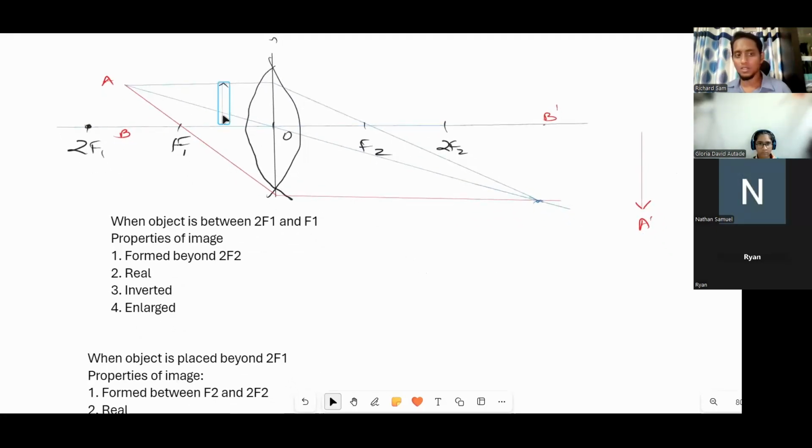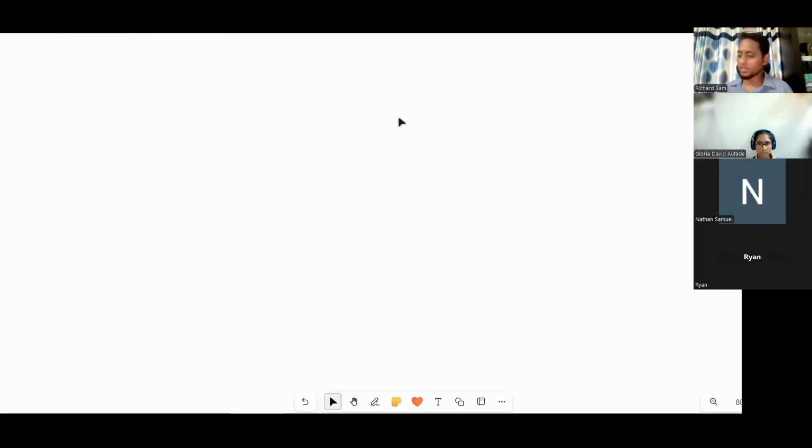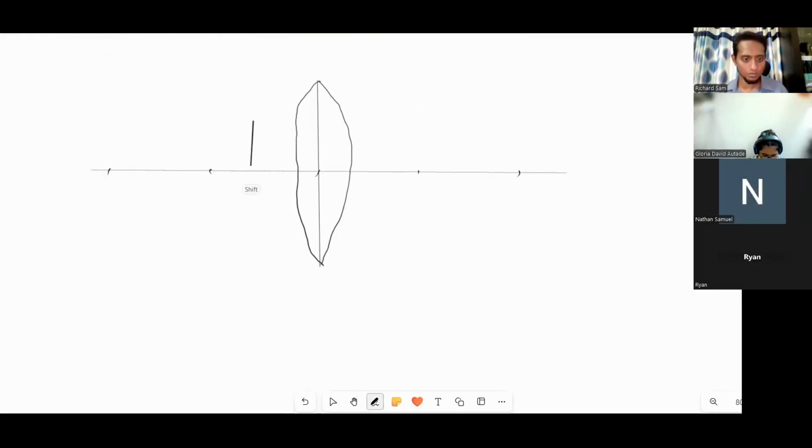Okay, so now which one do you want to draw? Last one, where the object is between O and F1. All right, start drawing. Don't draw a very big object because the image is going to become enlarged and you won't have space to draw it. So draw something like this.